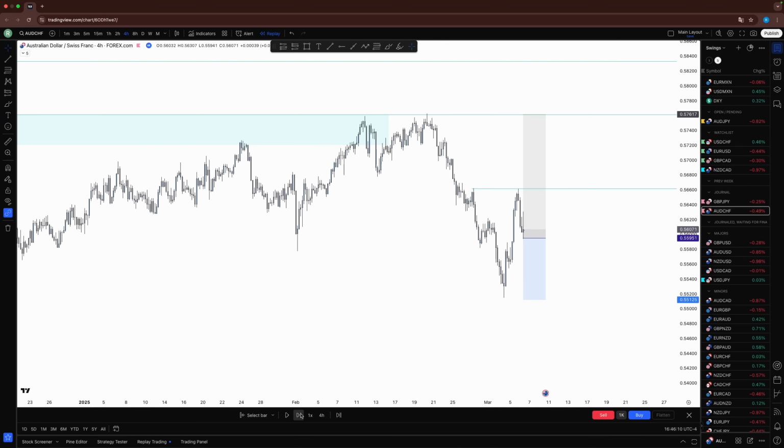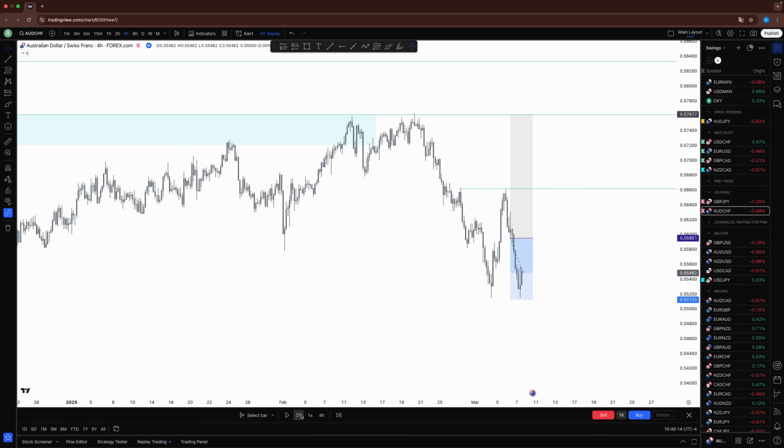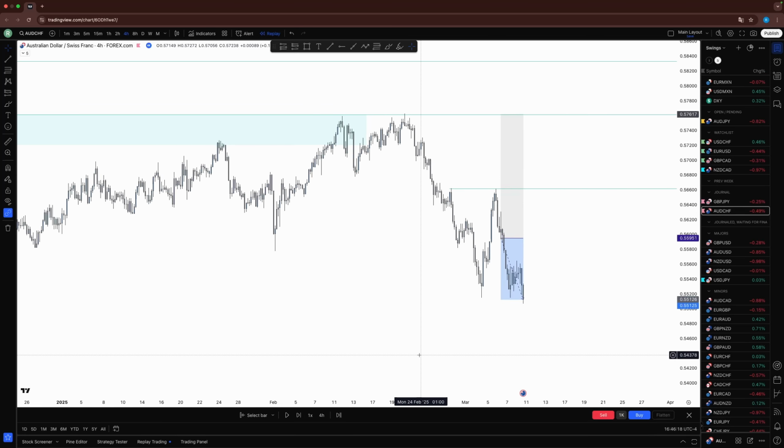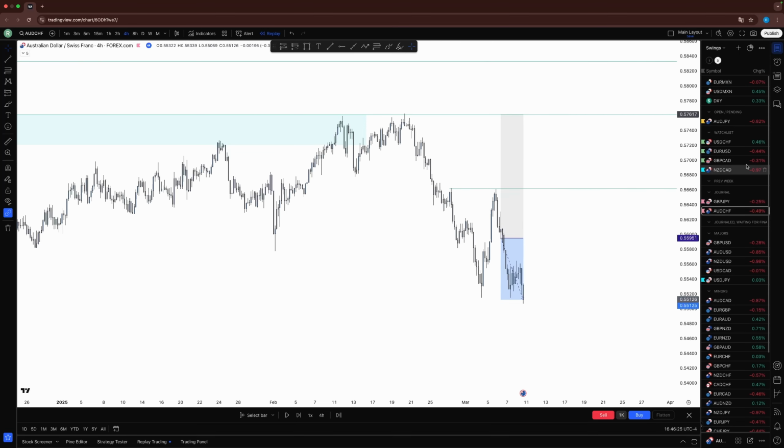And what actually ended up happening is I get tagged here, and price just absolutely gives zero fucks about this demand and also about this demand, and it at least was a relatively quick loss. So let's move on over to another swing trade that I took, GBP JPY.